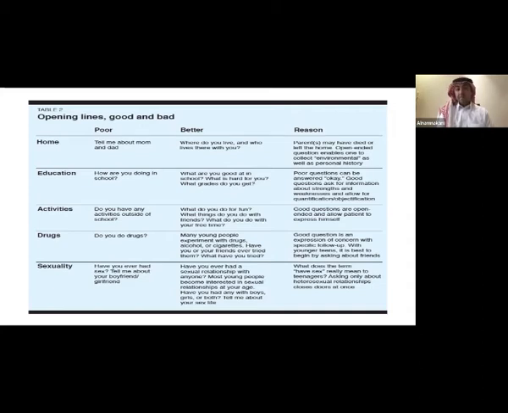Drugs. Again, you can't just go, in the middle of nowhere, and ask, "Do you do drugs?" It's like being an investigator. The better way is to explain to them that there are many young people who experiment with drugs, alcohol, or cigarettes. Have you ever, you or your friends, tried them? And if they say yes, then you can ask more.